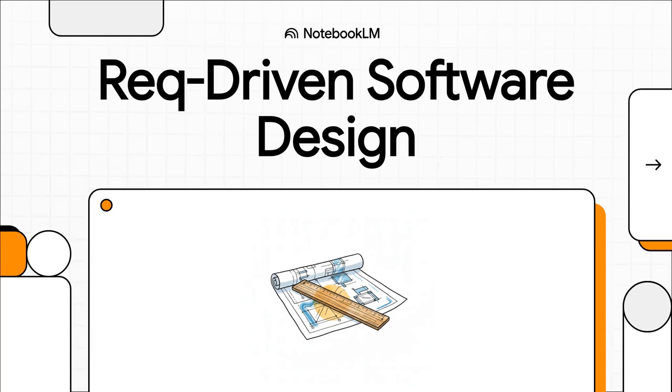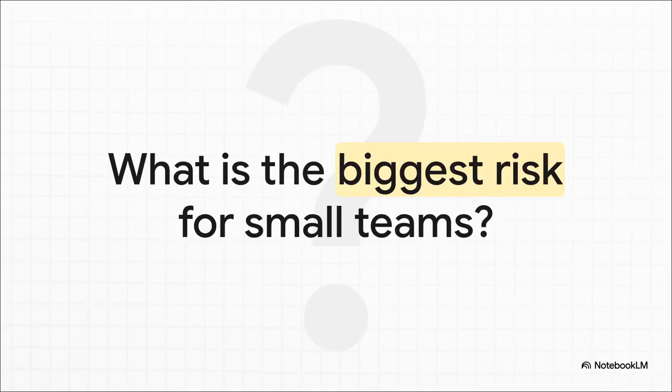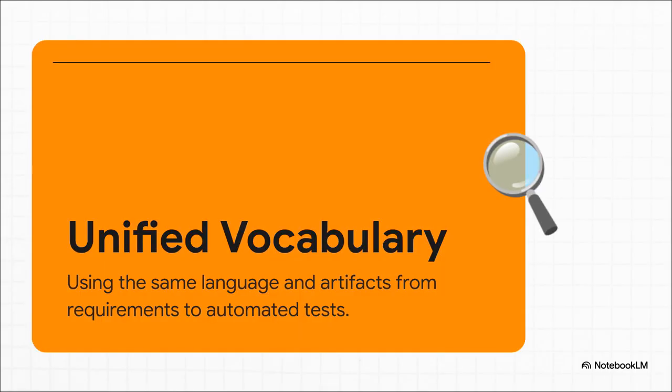Hey everyone, today we're diving into requirements-driven software design. It's your fluff-free playbook for small TypeScript web apps. So, what's the biggest risk for small teams? Over-engineered microservices and fragile framework-specific hacks. Let's avoid that trap. The cure? A unified vocabulary. You literally use the exact same language from raw requirements right down to automated tests.